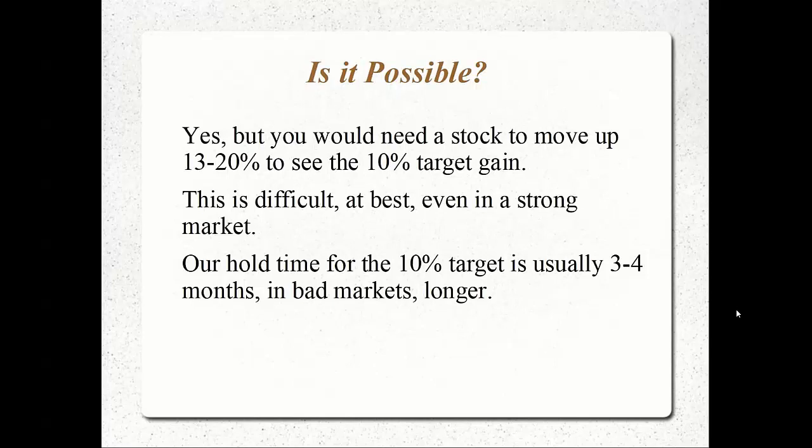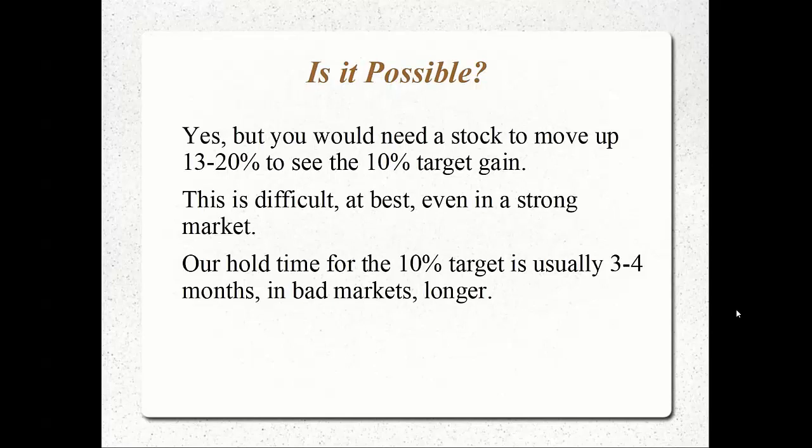To Lance's direct question, is it possible? Yes. But trying to see a 10% return on a stock position, just think about a stock itself, without the married put, you'd need a 10% gain. How often do you pick stocks that move 10% in a 2-week to 4-week period? Is it possible with the married puts? Yes, because you've got the insurance in place. But you're going to need to see stocks that move 13 to 20% on a regular basis every 2 to 4 weeks. That's difficult at best, even in a strong market.